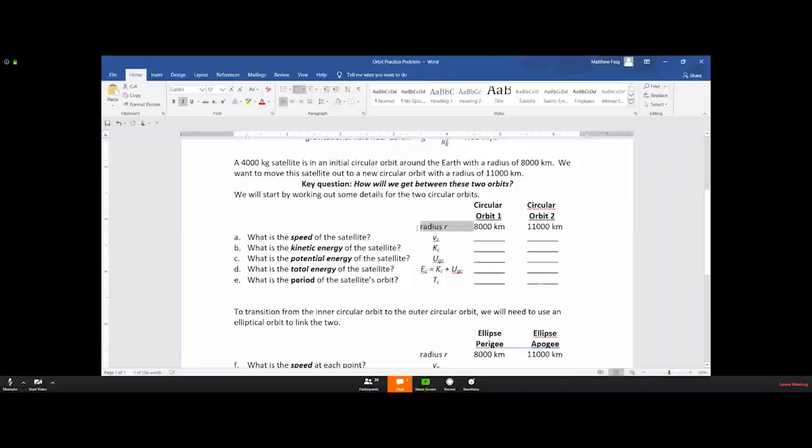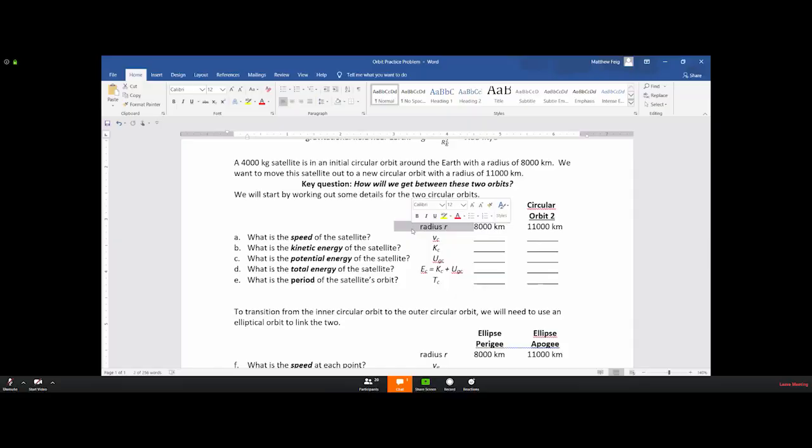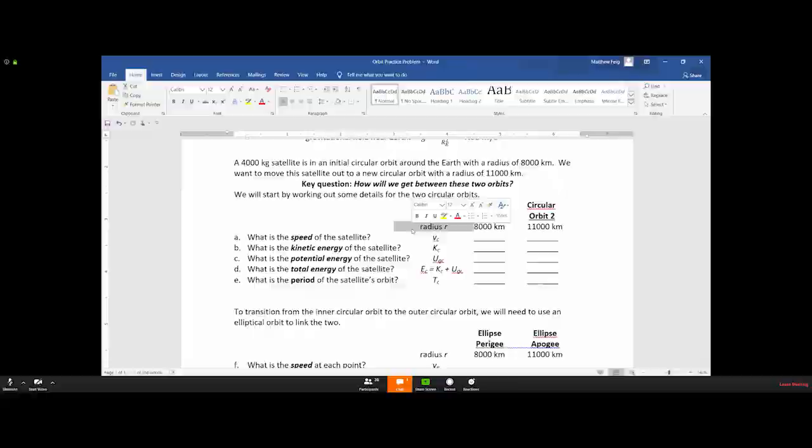Most commonly, what we tend to know as a starting point is either the period or the radius. If I had my choice, and you could tell me, Professor Feig, you get to know one piece of information about a circular orbit, what one piece of information do you want? I would probably choose to know the radius.